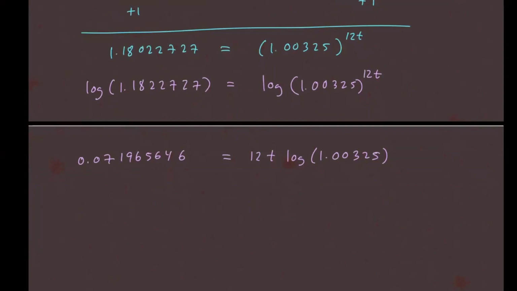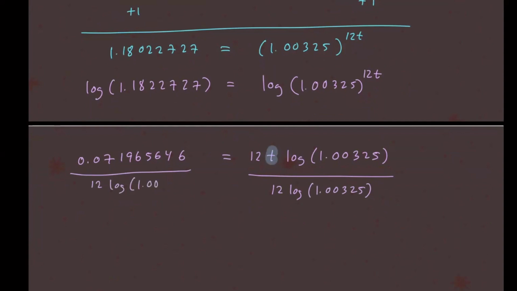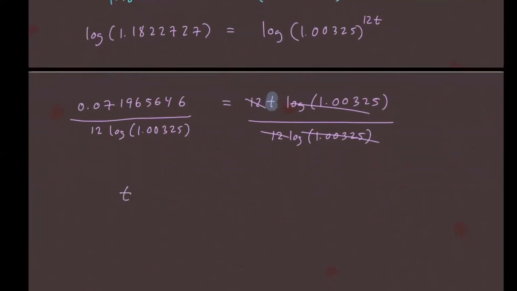Now, again, we're looking for t, almost there. T is multiplying 12 and log of this number. Again, put that in your calculator if you want. So I need to isolate t. I'm going to go ahead and divide by 12 log of 1.00325 on both sides. So this is 12 log of 1.00325. And now finally, all of this cancels out. T is isolated, so let's write t is equal to all of this.